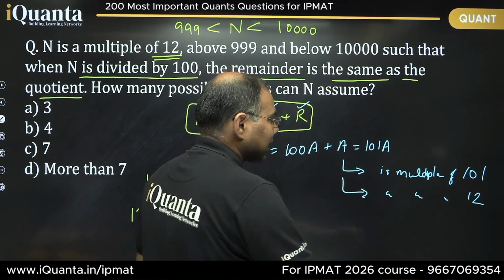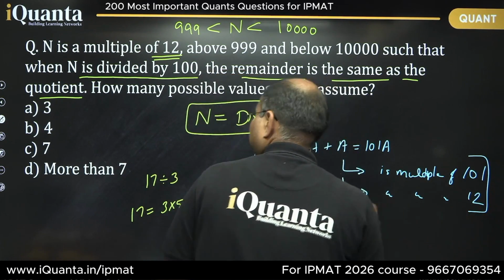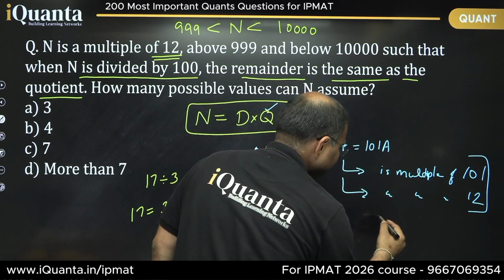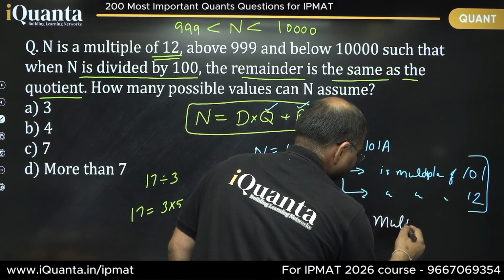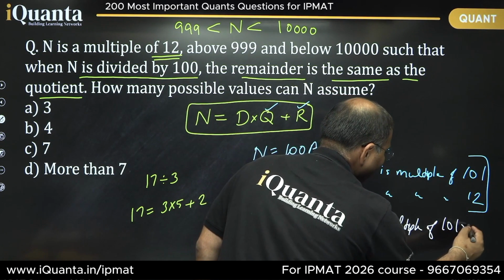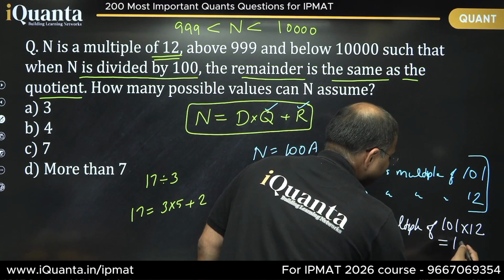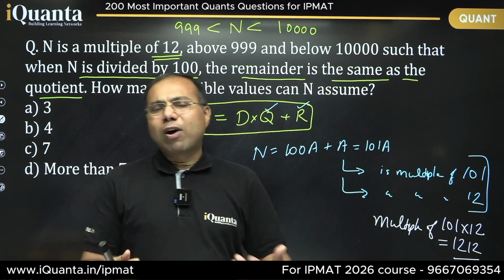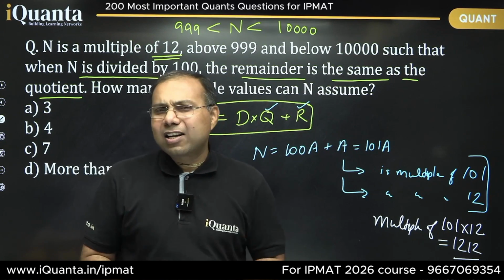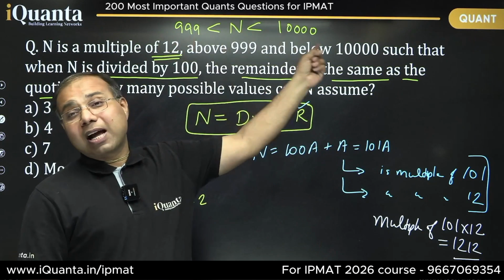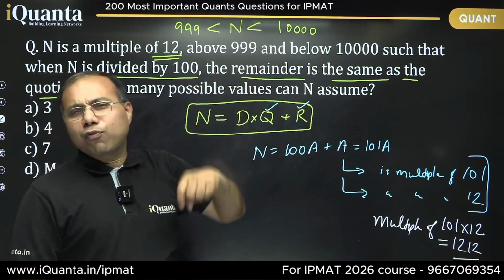So combining these two terms, what can I say? That the number is a multiple of 101 into 12, right? Which is 1212. Is that okay? So the number is going to be a multiple of 1212. Is there any other condition on this number? Yes, there was a condition that this number is a 4-digit number.